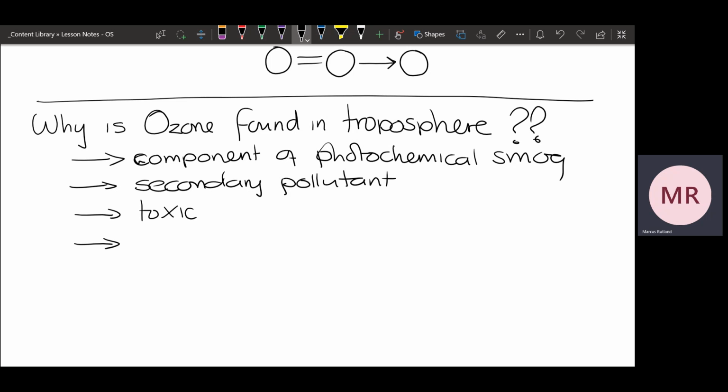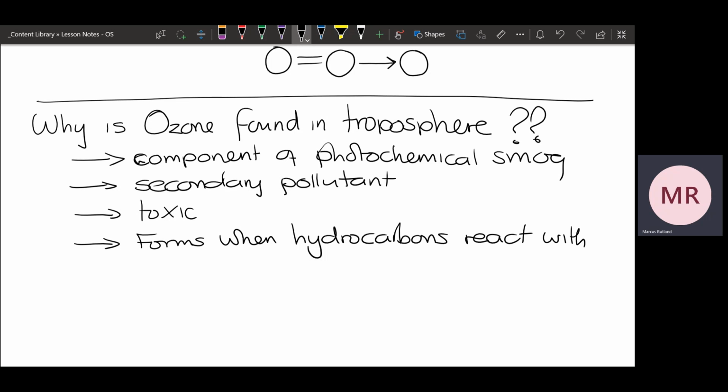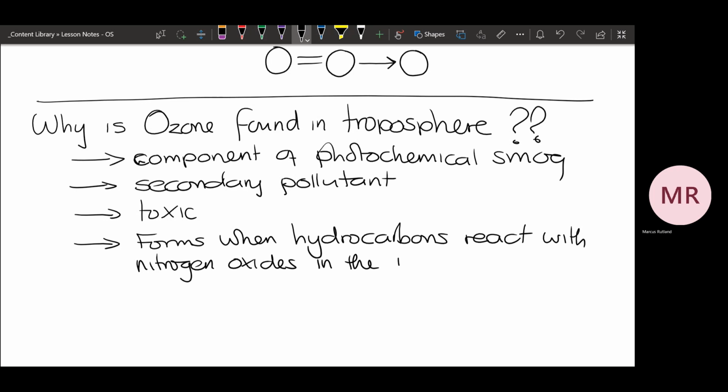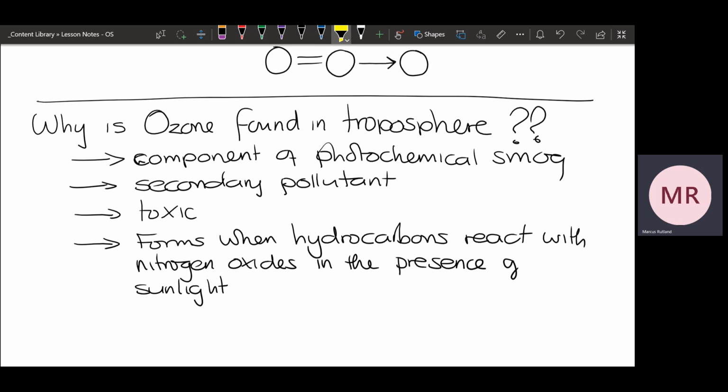And how it actually forms is that it forms when hydrocarbons, e.g. the unburnt hydrocarbons from car engine use, react with nitrogen oxides in the presence of sunlight. Okay, so that's the troposphere.